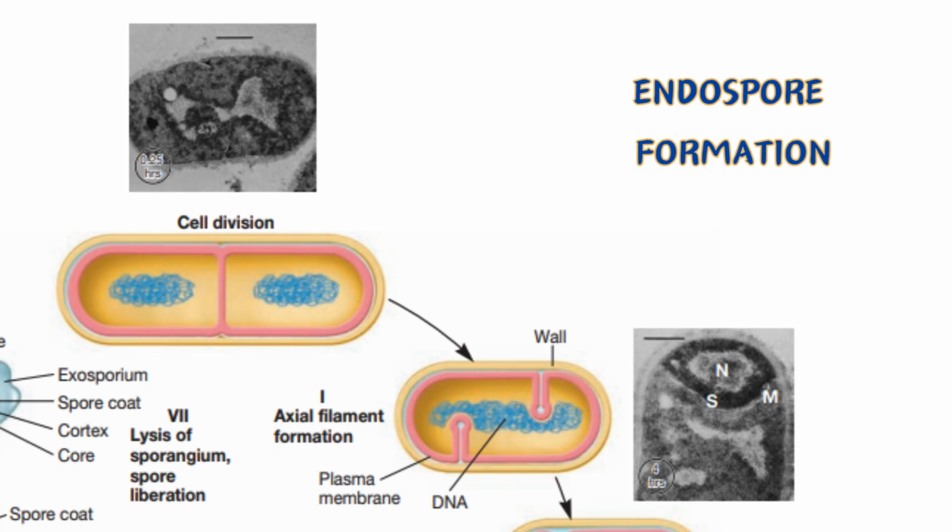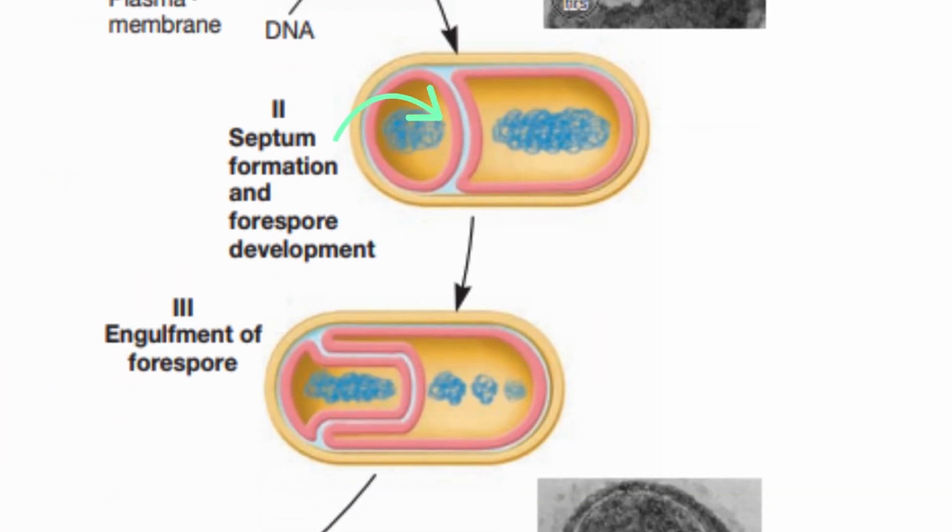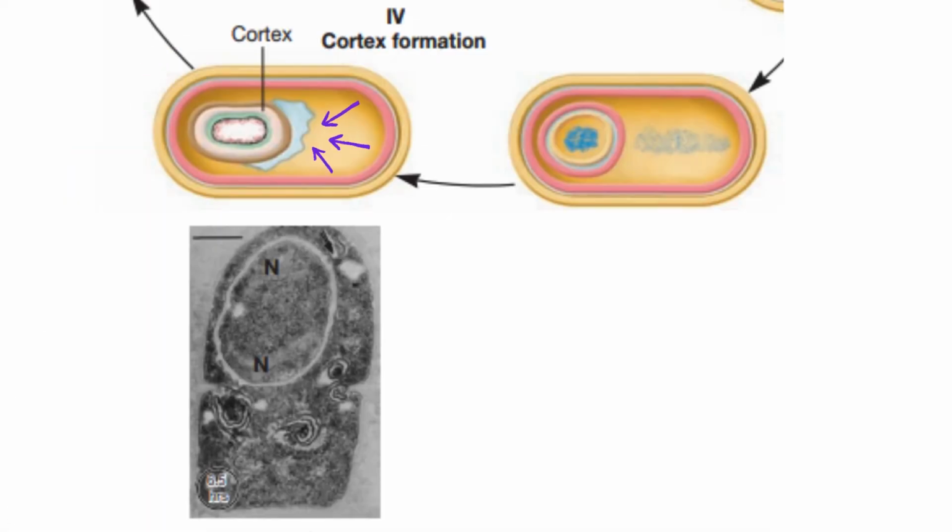In stage 1, an axial filament of nuclear material forms, followed by an inward folding of the cell membrane to enclose part of the DNA and produce the forespore septum. Stage 2. The membrane continues to grow and engulfs the immature endospore in a second membrane. Stage 3. Next, cortex is laid down in the space between the 2 membranes, and both calcium and dipicolinic acid are accumulated.